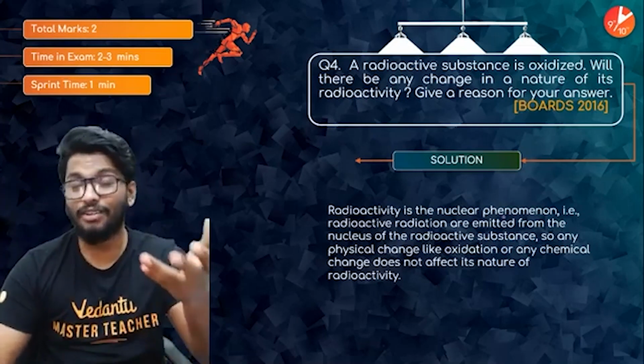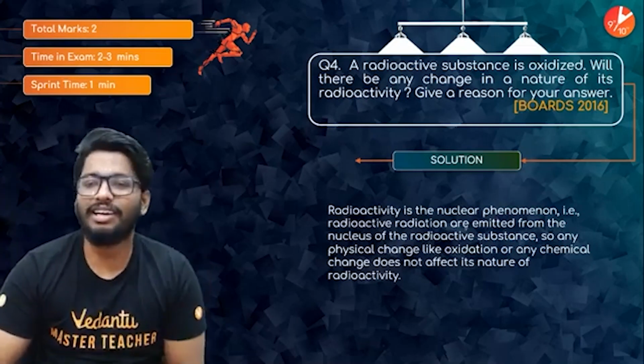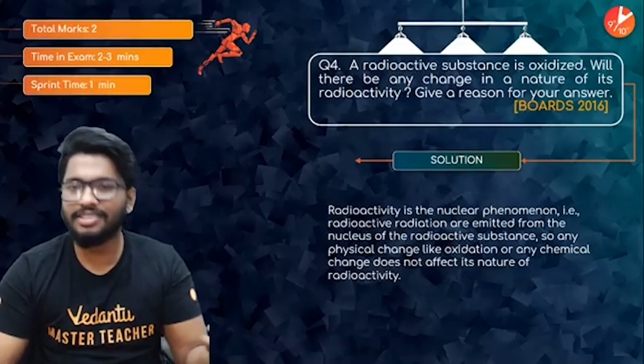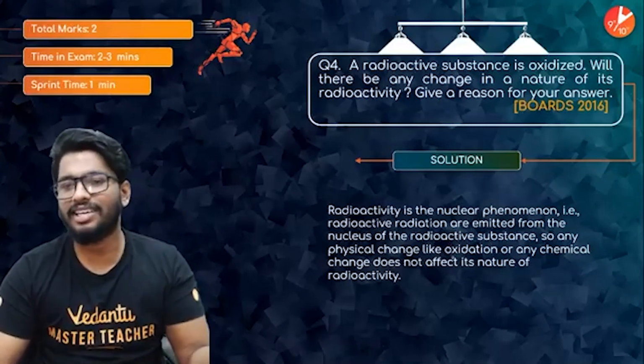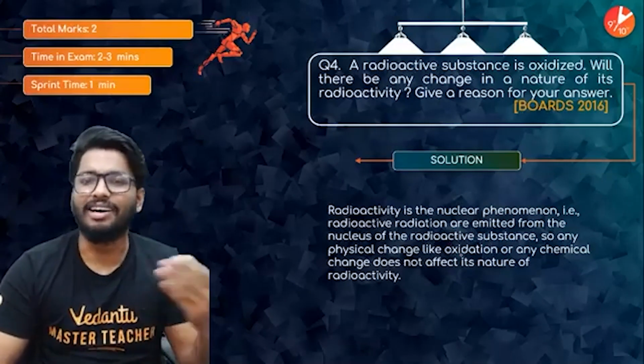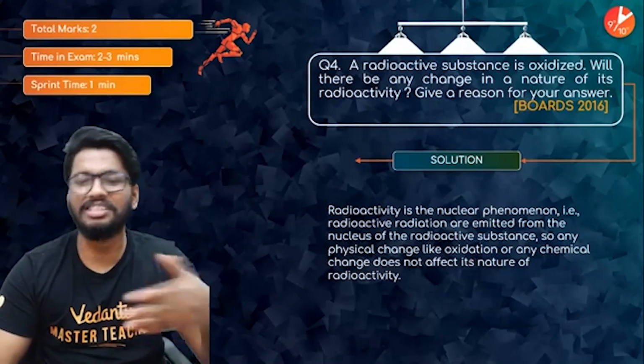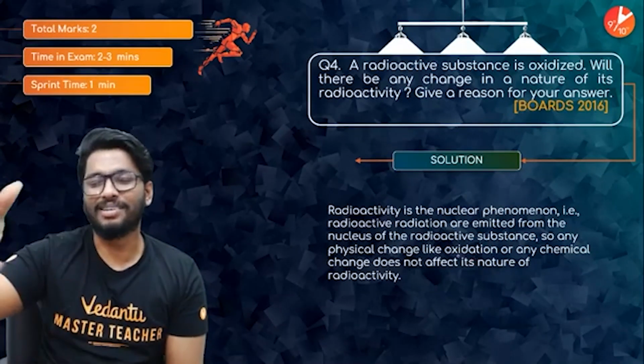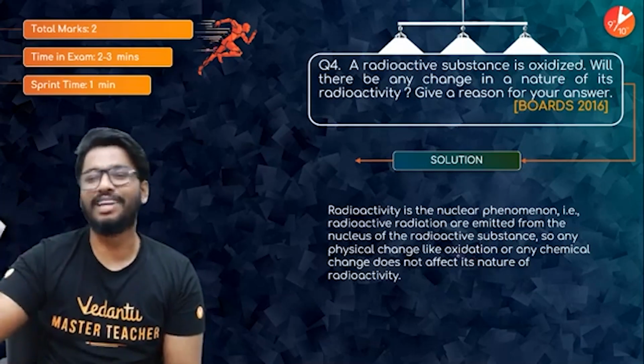Radioactivity is a nuclear phenomenon. That's what I'm talking about. Radioactive radiations are emitted from the nucleus of the radioactive substance. So any physical change, like oxidation, or rather oxidation is a chemical change. That was a typo mistake, but you get the point, people.